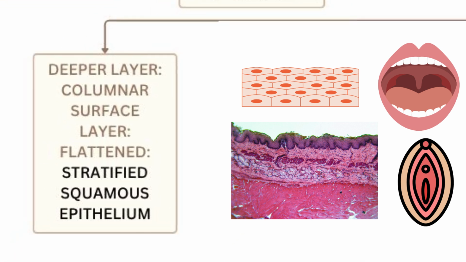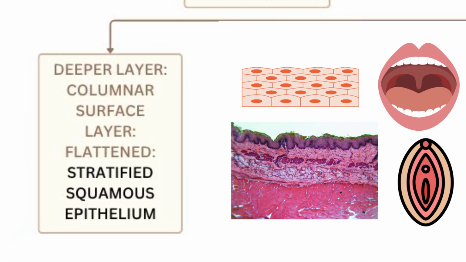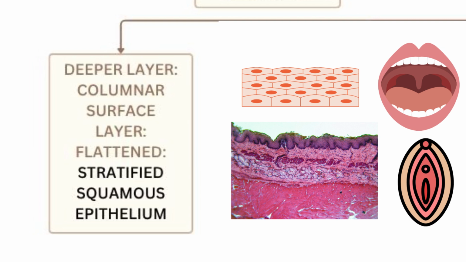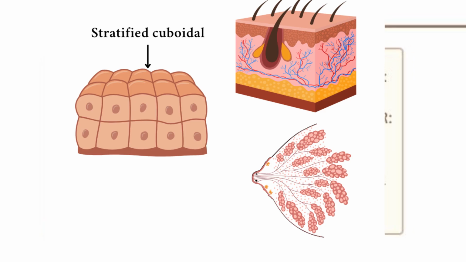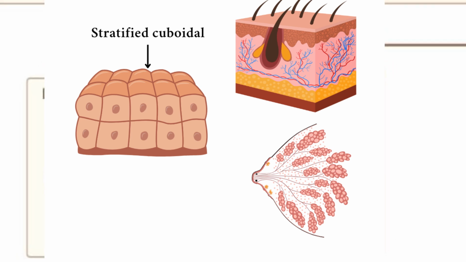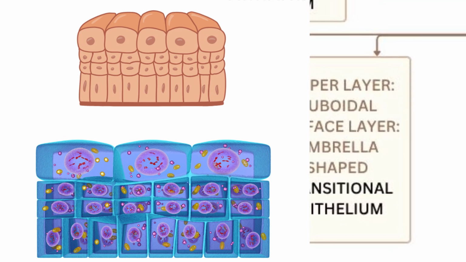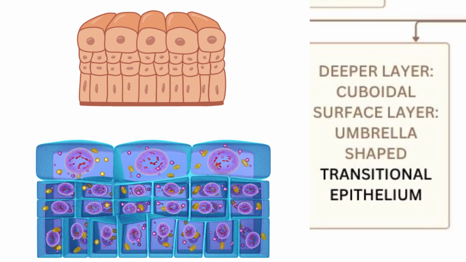Next we have stratified squamous epithelium. They are present in epidermis, that is skin, over oral cavity and esophagus and vagina. They help as barrier protection. Next is stratified cuboidal. These are present in sweat glands, ducts, large ducts of exocrine glands, anorectal junctions. They help as a barrier and conduit. Next is stratified columnar, largest ducts of exocrine glands, anorectal junctions. They help in barrier and conduit. Next we have transitional epithelium or urothelium. They are present in renal calyces, ureters, bladder and urethra. They have distensible property and help as a barrier system.